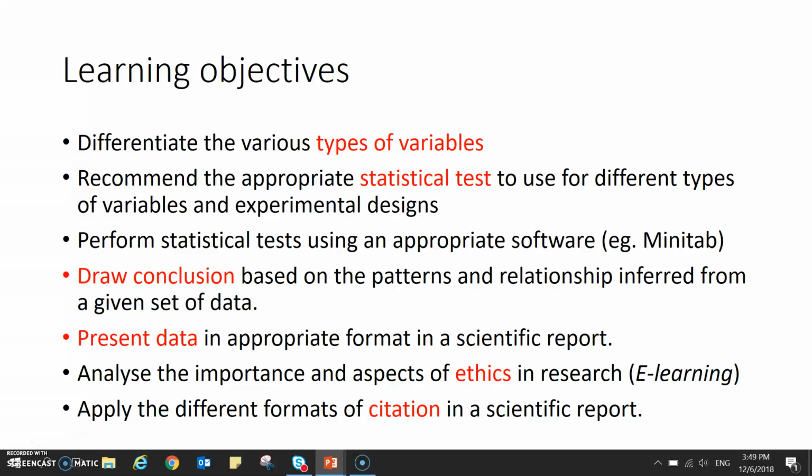Draw conclusions based on the patterns and relationships inferred from a given set of data. Present data in appropriate format in a scientific report. Analyze the importance and aspects of ethics in research; this portion will be done through e-learning through the CITI program. And lastly, apply the different formats of citation in a scientific report. Hopefully, this will be done in the context of your FYP and it will be useful for you.